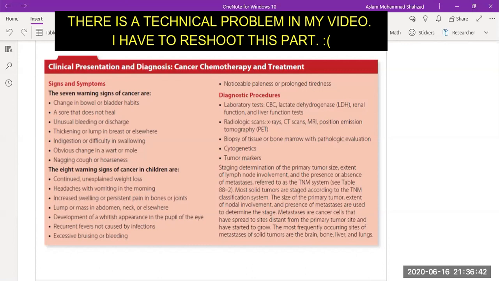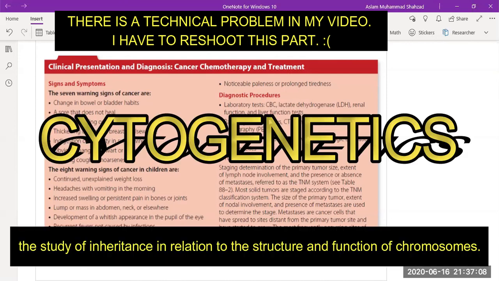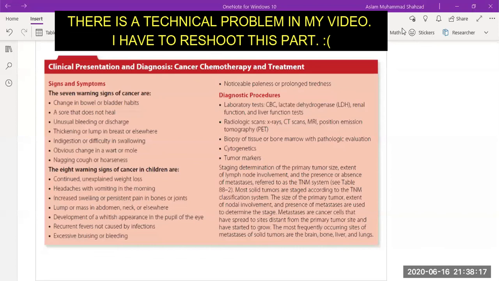what will be the diagnostic procedures? We need to see the laboratory tests such as CBC, complete blood count. Then we need to see the lactate dehydrogenase level, LDH. We need to see the liver function and all the renal function tests. Radiological scanning consists of CT scan, MRI, and positron emission tomography, PET. A biopsy of the tissue or bone is required for pathological evaluation, to identify the tumor markers, or cytogenetics will be observed. The next thing we need to see is the staging determination of the primary tumor size, extent of lymph node involvement, and the presence or absence of metastasis, which is very important.